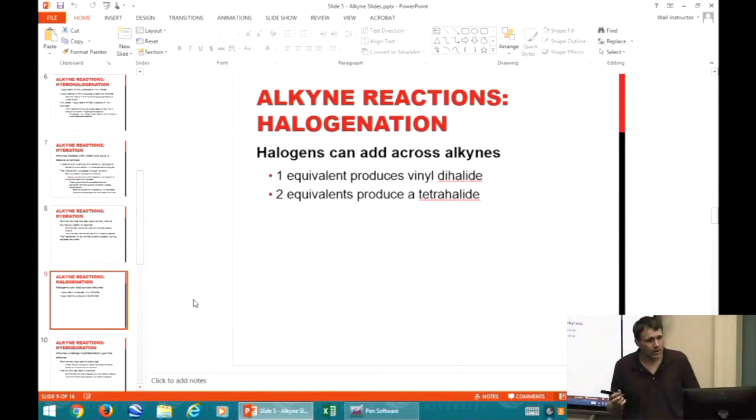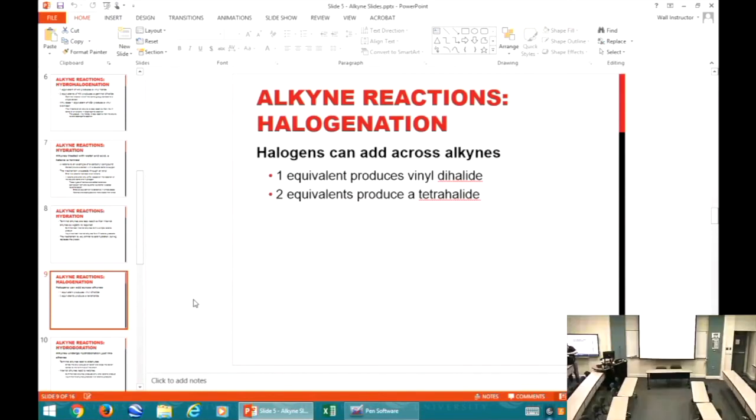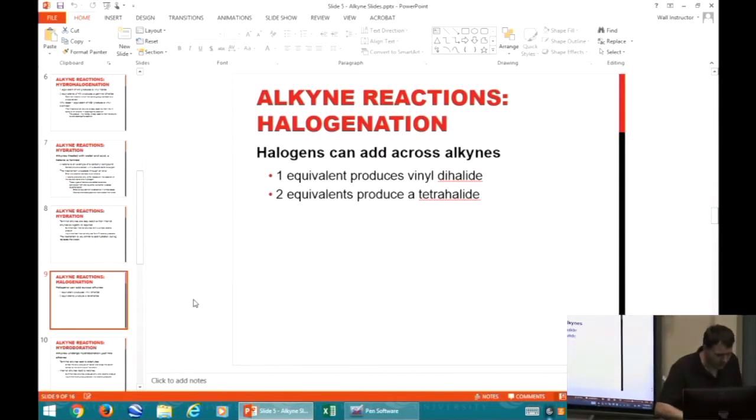So we're going to talk about alkyne reactions and alkyne halogenation in particular. So alkyne halogenations are very similar to alkene halogenations, right? So let's find some notes here.